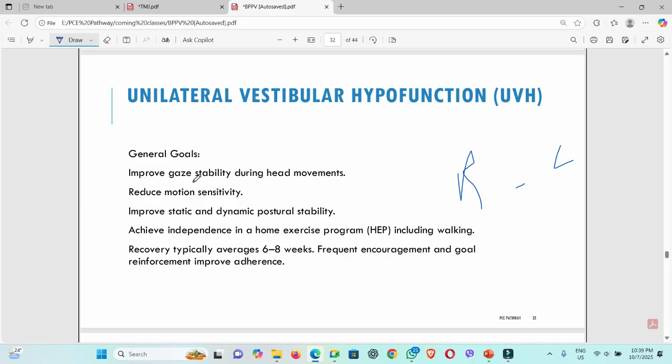General goals. If there is UVH, our goal is to improve gaze stability during head movement, reduce motion sensitivity, improve static and dynamic postural stability, and achieve independence in the home exercise program, including walking. Recovery typically averages 6 to 8 weeks. Frequent encouragement and goal reinforcement improves adherence.